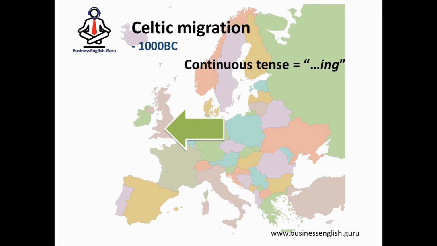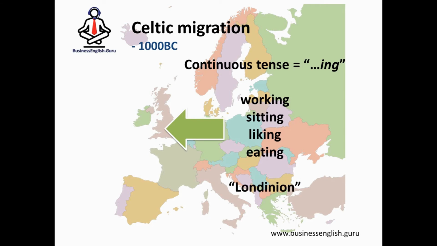They introduced the continuous tense, which you'll find in words like working, sitting, liking, eating. They also introduced the name of the capital Londinium, which of course later became London.